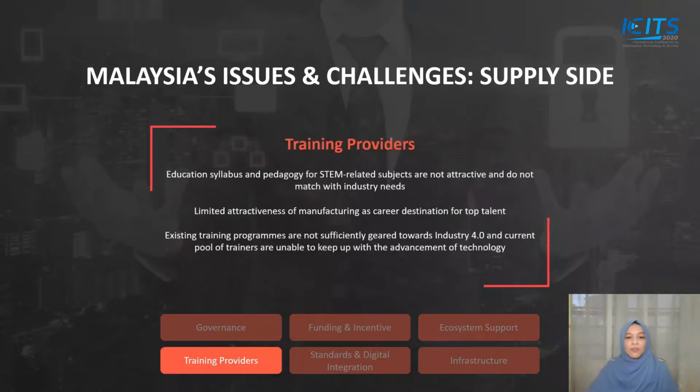Next is in terms of training providers. Education syllabus and pedagogy for STEM-related subjects are not attractive and do not match with industry needs. Also, limited attractiveness of manufacturing as career destination for top talent. Lastly, existing training programs are not sufficiently geared towards Industry 4.0 and current pool of trainers are unable to keep up with the advancements of technology.